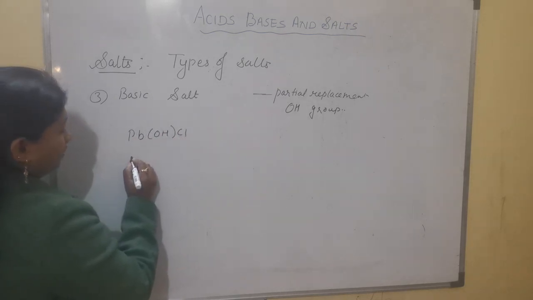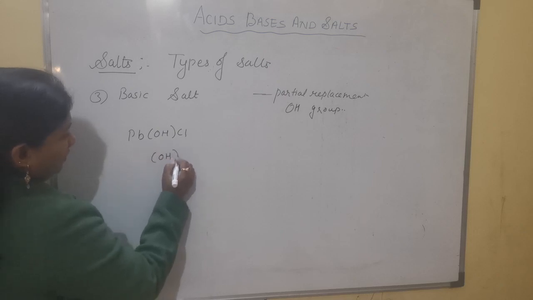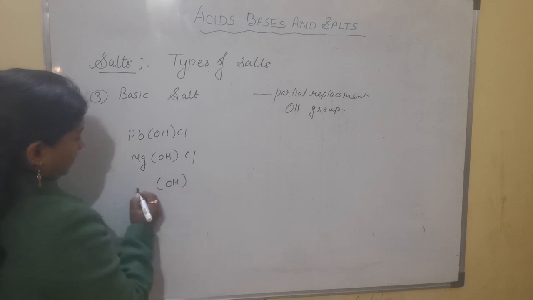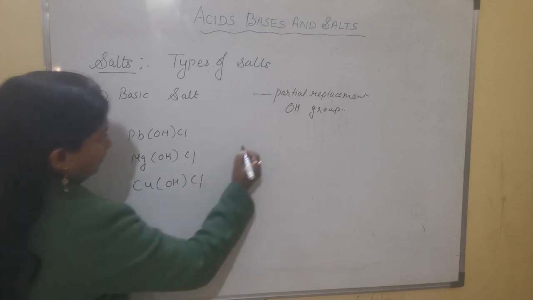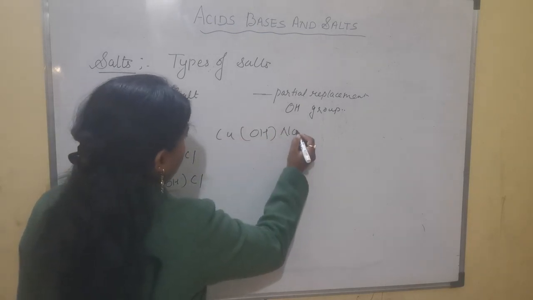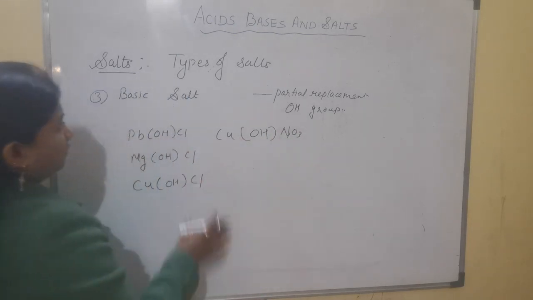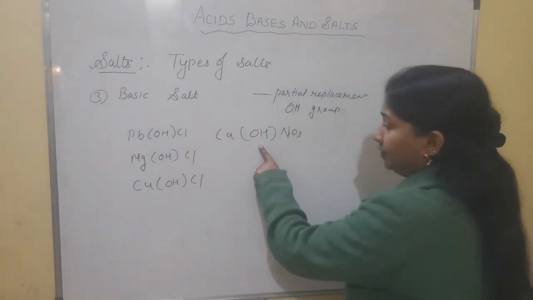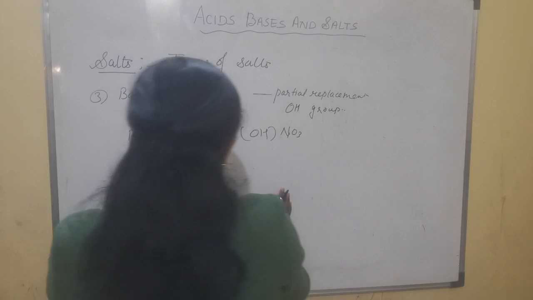Basic lead chloride, basic magnesium chloride, basic copper chloride, basic copper nitrate. These are some examples of basic salt in which you can see the presence of the hydroxyl group. So let's take the preparation.